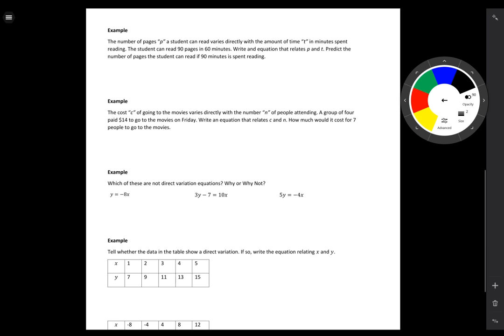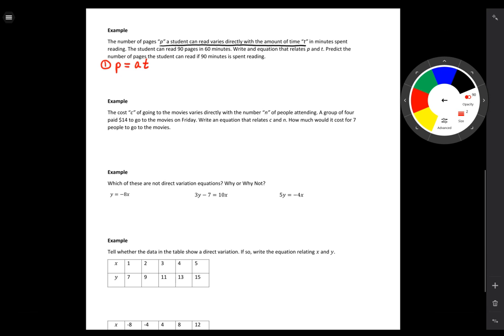The number of pages p a student can read varies directly with the amount of time t. So look how that was worded. p is the variable that's varying directly with t. So p comes first on the left side of your equation. So I think we should write that first. P equals, again, we're used to y and x, but sometimes with real life, we want to use real life variables. We still need to put a. a is our constant of variation. So p equals a times t.